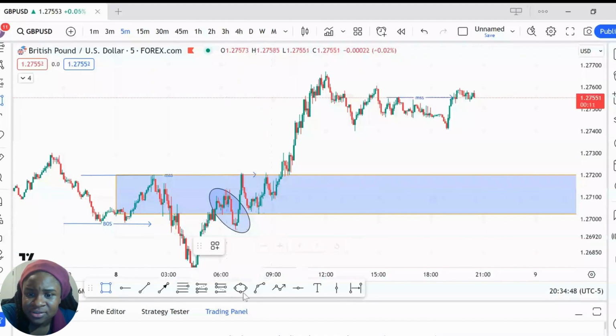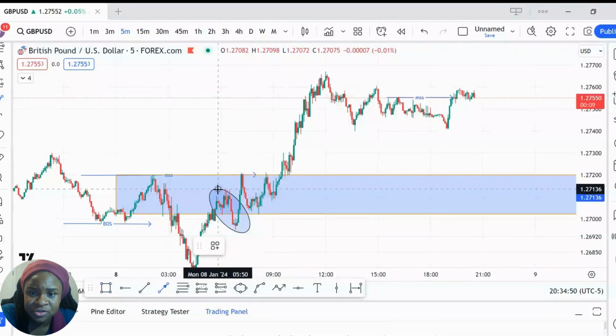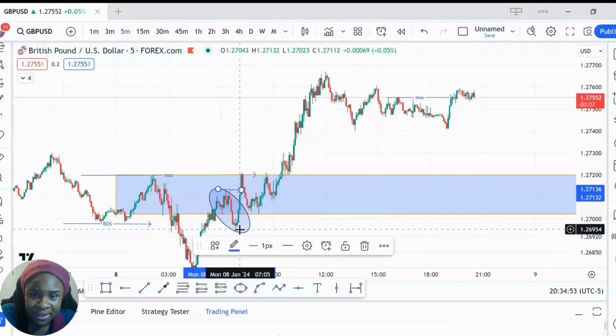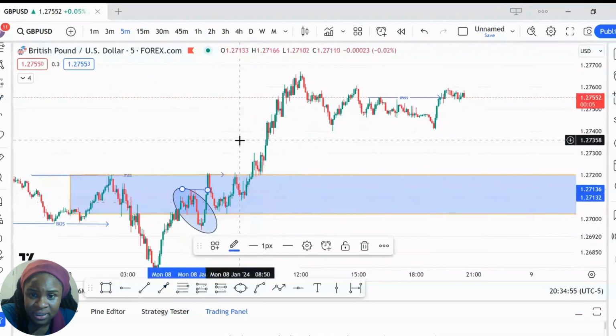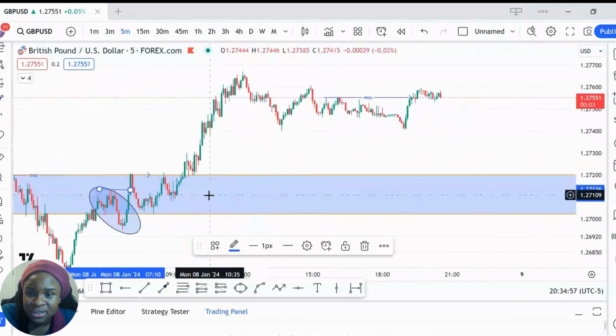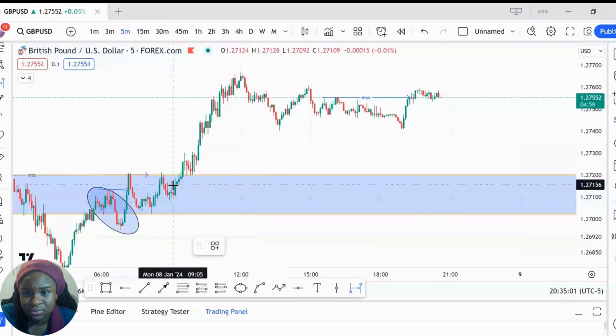I'm sorry. So I can see here, there was a break of structure here. The market went in, came up here, did a break of structure. This is a proportional block. I can take this one. My entry can start from here.